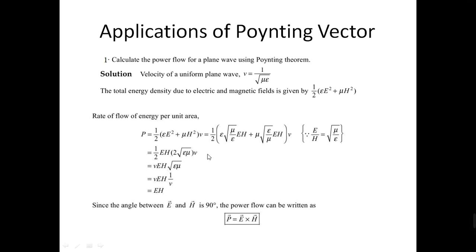So now the expression becomes like this on simplification. Here velocity v is replaced by 1 by root mu into epsilon, and finally you get the expression P is equal to E into H. Since we know that the electric field and magnetic field are always perpendicular to each other and perpendicular to the direction of flow of the power, this P is equal to E into H is just a magnitude. If you want to write it in terms of a vector, P is equal to E cross H. So it is satisfying the Poynting theorem.